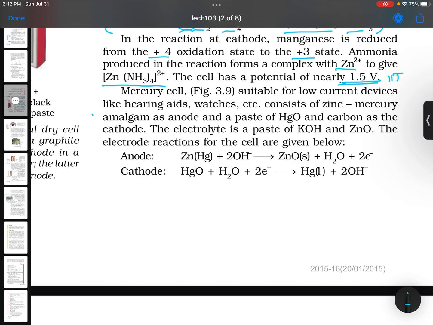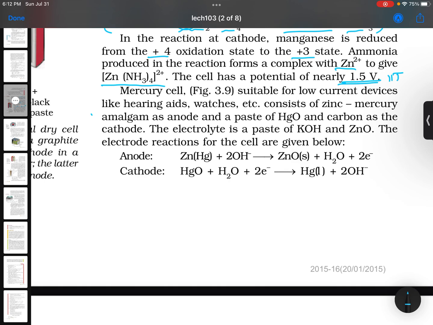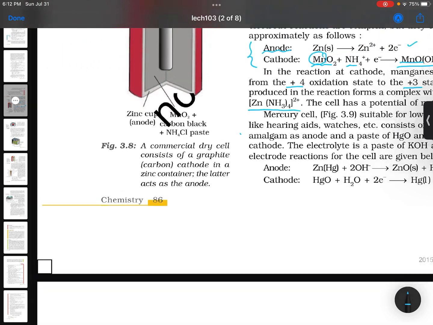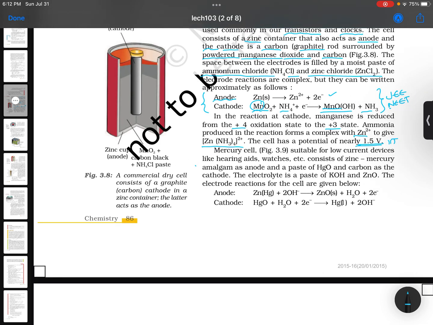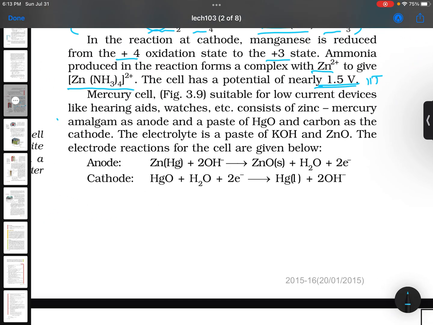Fine. Mercury cell, okay, now figure 3.9. This is 3.8, the normal battery. I think you remember the battery now. It's the simple battery that we are using in our home, the Eveready type of batteries. Exactly. Okay, I do remember the Eveready name only.